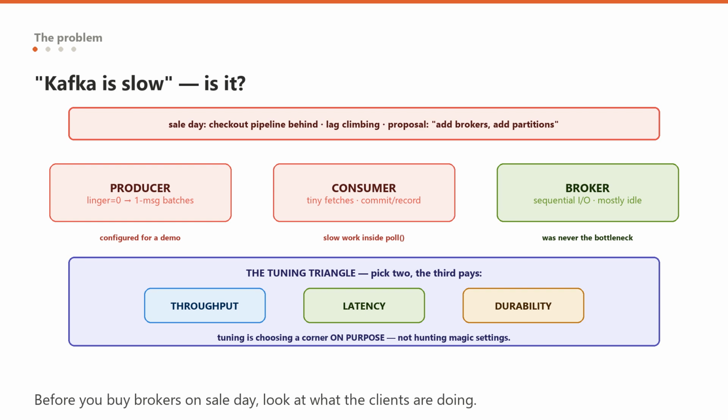And here is the uncomfortable truth about tuning in general: every knob buys one thing by paying for another. Throughput, latency, and durability form a triangle. You can optimize for two, and the third pays the bill. Tuning is not finding magic settings. It is deciding, on purpose, which corner of that triangle your workload lives in. The rest of this episode gives you the map.